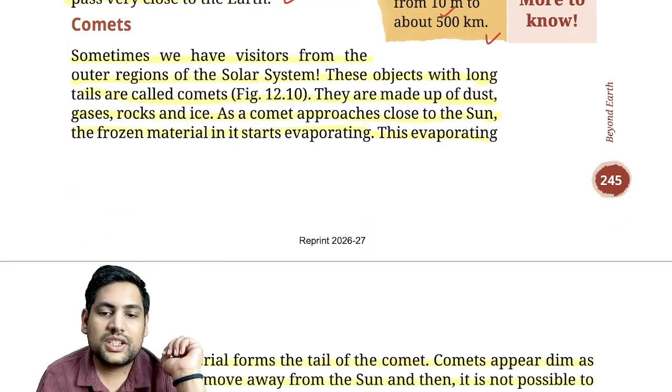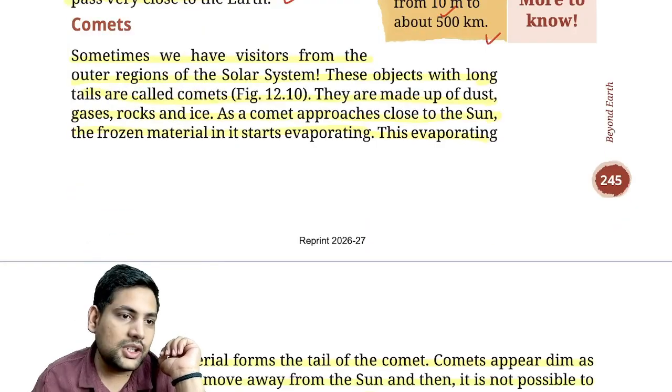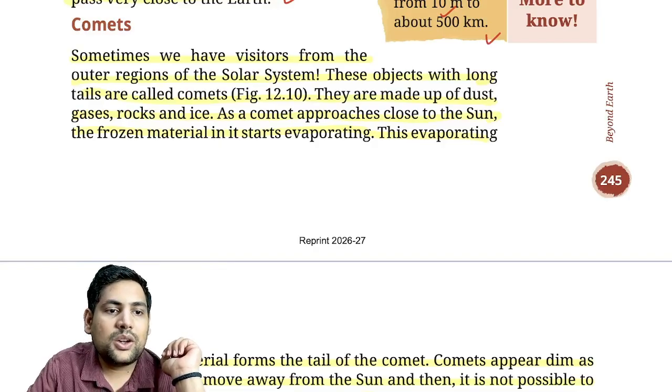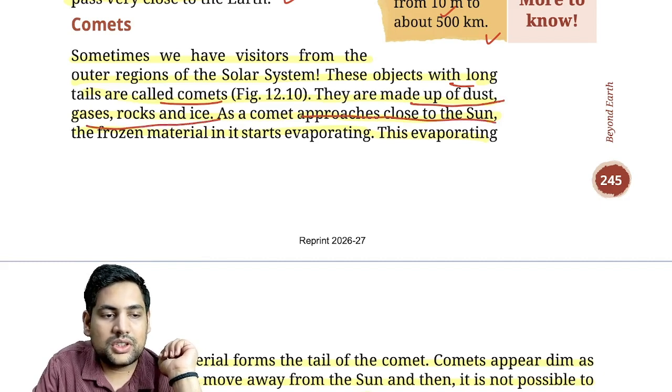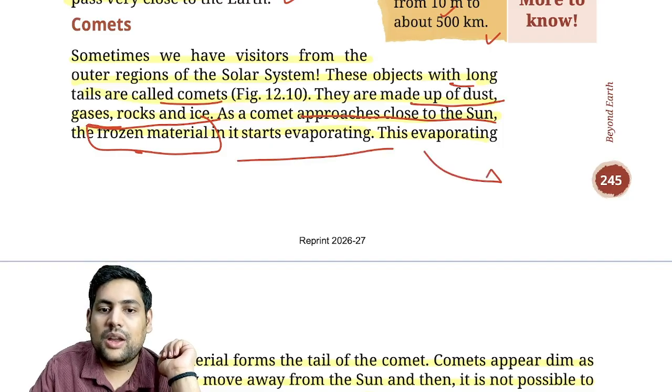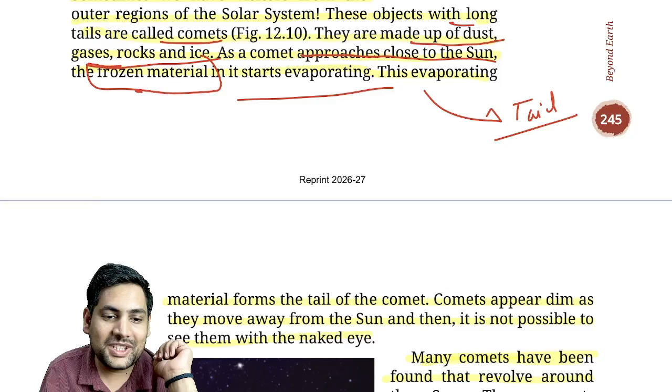Now comets are the thing we need to understand. As I told you, objects with long tails are called comets. They are made up of dust, gases, rocks and ice. As comets approach close to the sun, the frozen material in them starts evaporating. This evaporation gives it the tail that comets are famous for.